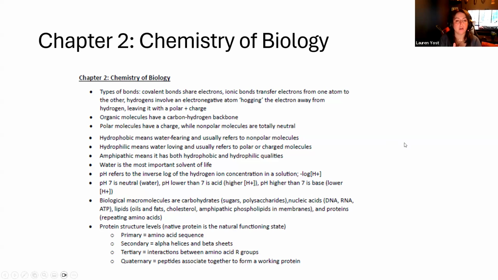So cool. So organic molecules, carbon, hydrogen backbone. It's not just carbon by itself. CO2, carbon dioxide, is technically not an organic molecule, it's inorganic, because it doesn't have any hydrogen associated with its backbone. Polar molecules have a charge. Non-polar molecules are totally neutral. So that leads us into understanding a little bit better about hydrophobic and hydrophilic and amphipathic. Hydrophobic, water-fearing, things like oil, so fats. We know oil is very largely made up of lipids or fats. So fats are a great example of hydrophobic.